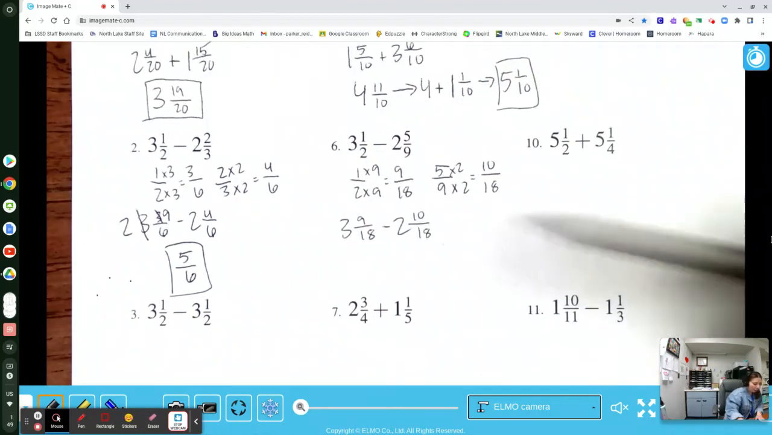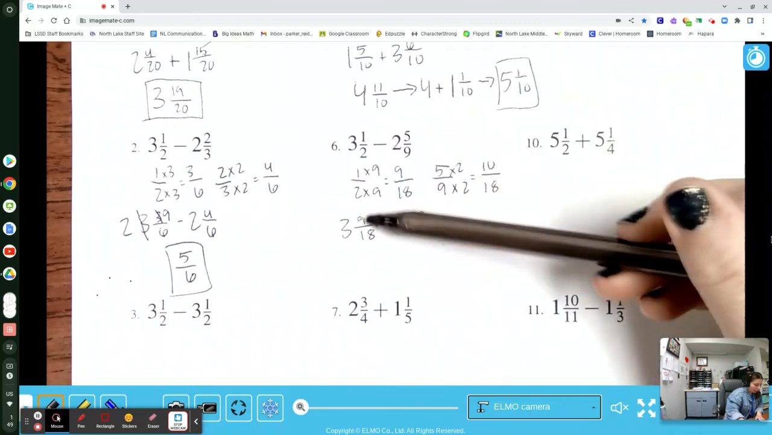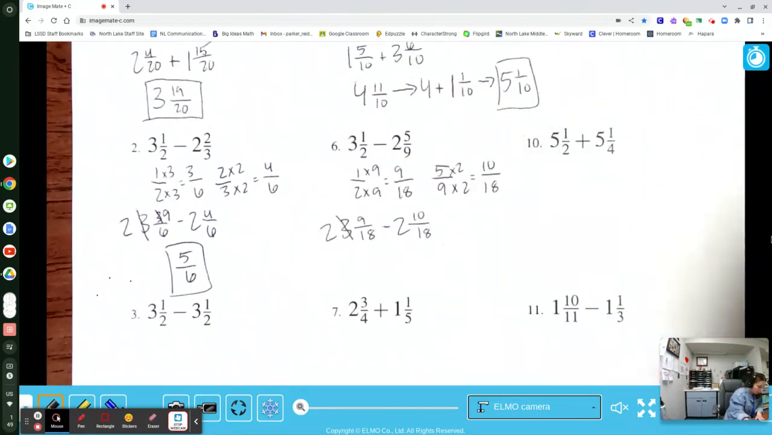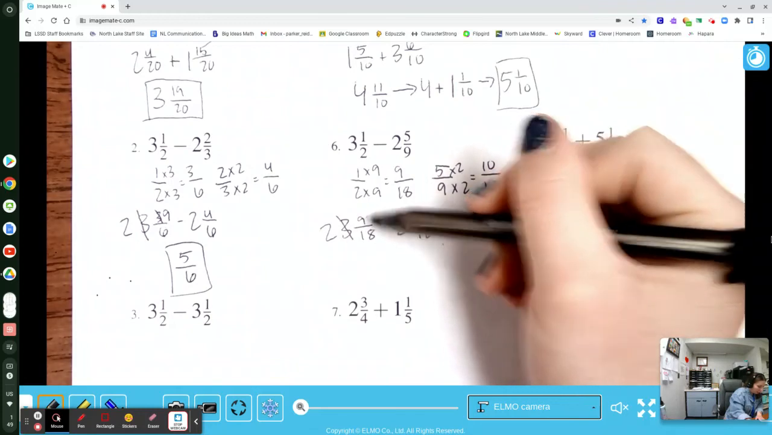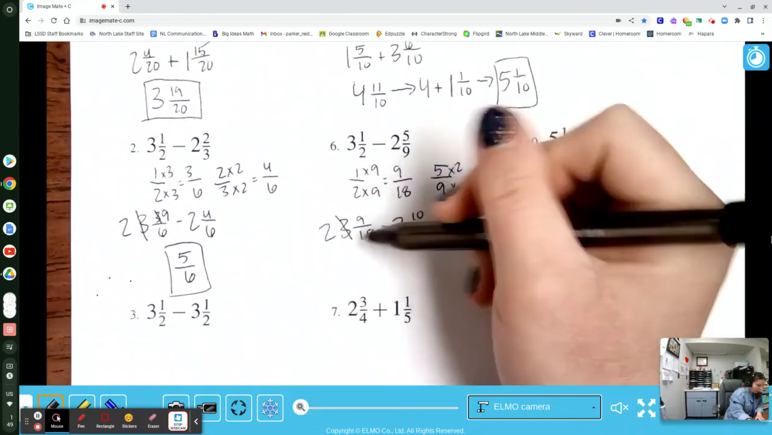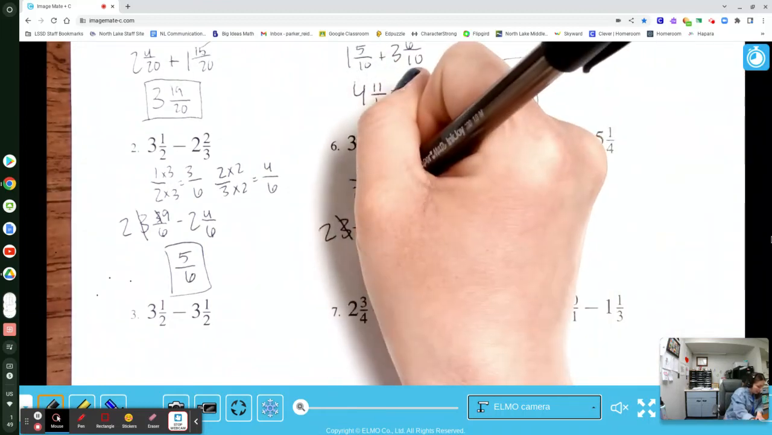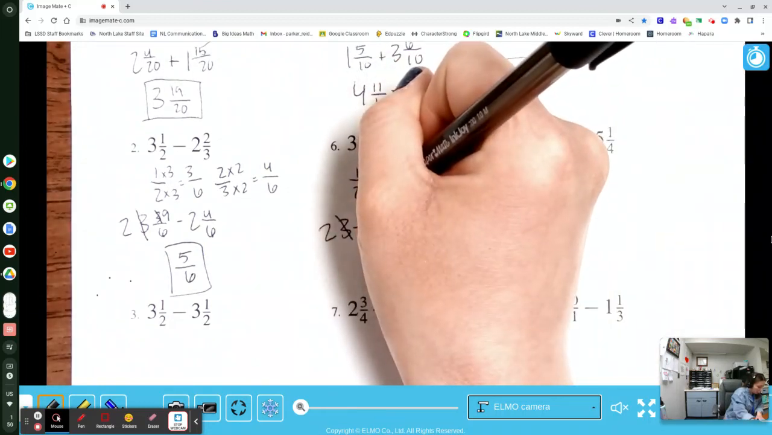So it happened again where this fraction is actually greater than this one, so I'm going to need to borrow again. So I'm going to borrow from the 3, making it a 2. And when I add that 1 to this numerator, remember I'm adding the full amount of the denominator because I need 18/18 to make a whole. So I'm adding 18 to this. 18 plus 9 is 27.